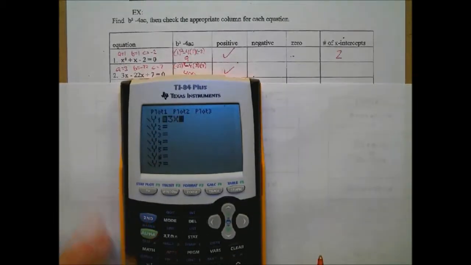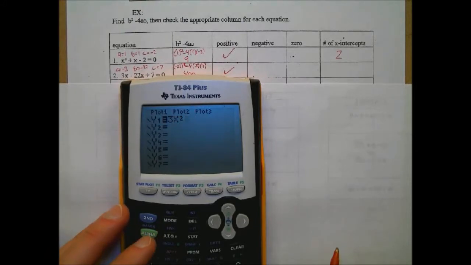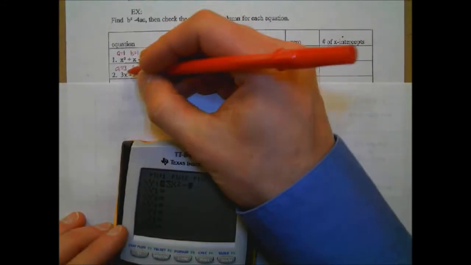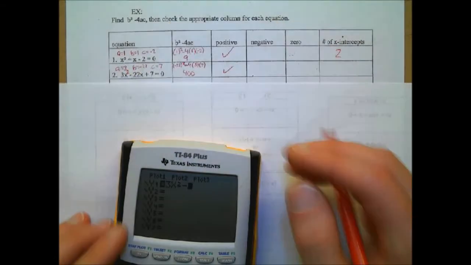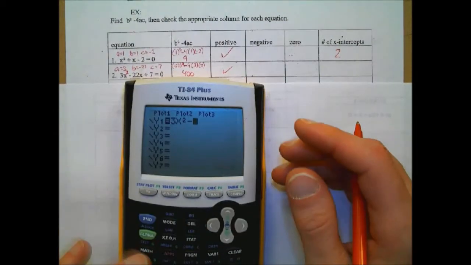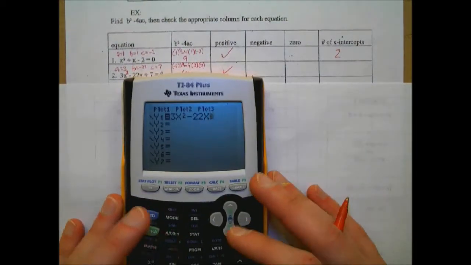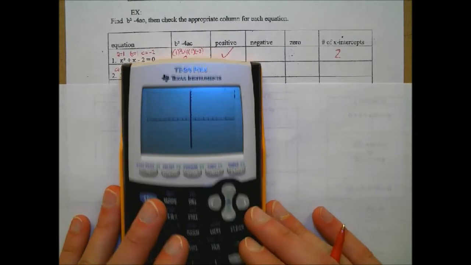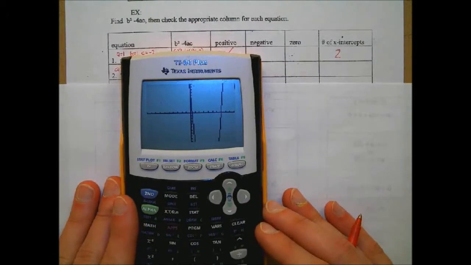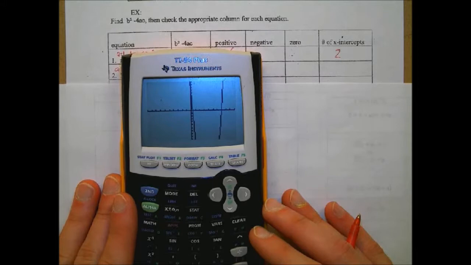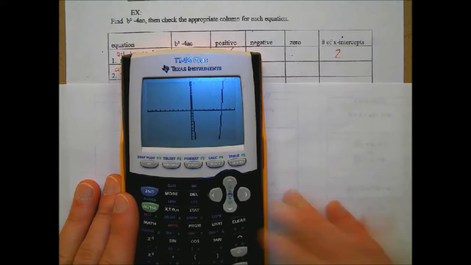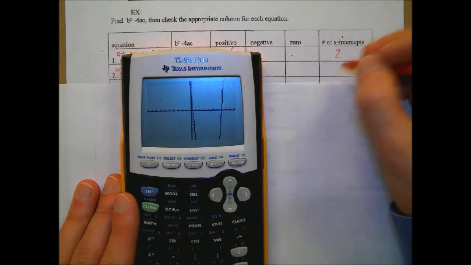That's supposed to be a 3x squared. Sorry, this should be a 3x squared here, folks. That's a typo for sure. So that should be 3x squared minus 22x, and then plus 7. How many x-intercepts do we see? 2, right? 1, 2. Just like that.